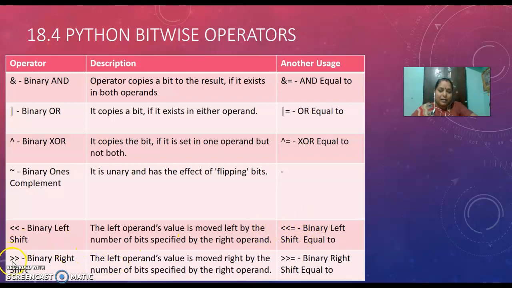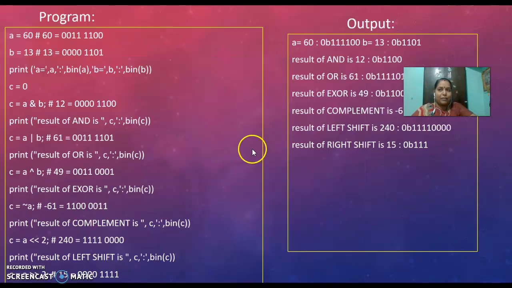And next, binary right shift. This is the binary right shift operator. The left operand's value is moved right by the number of bits specified by the right hand side operand. For example, C right shift equal to B. If it is given, the binary value of C has been right shifted by the number of positions specified in B and the resultant value is once again assigned in C itself.